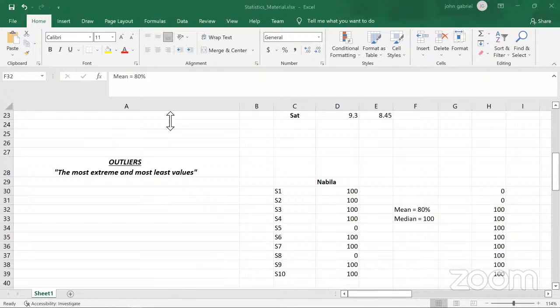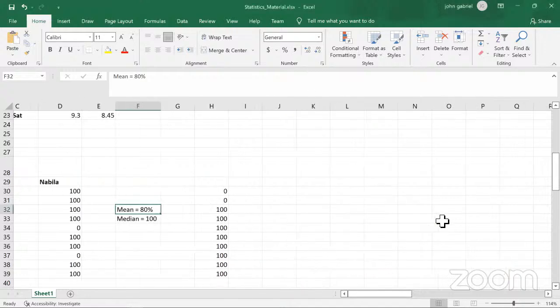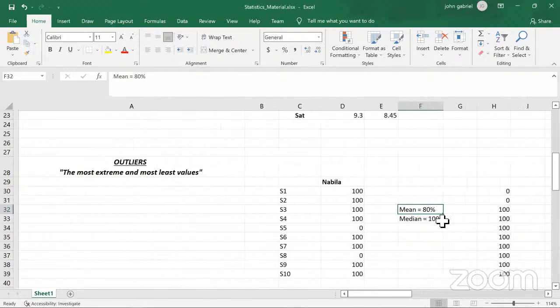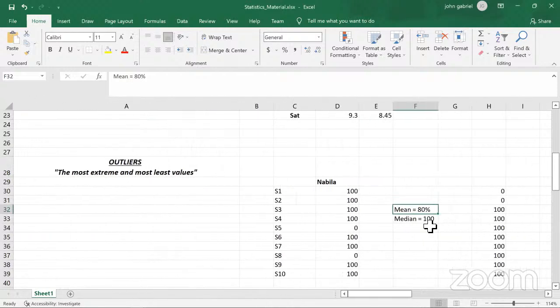All right, so now we understood how to choose between mean and median. Now, what is mode? Mode is nothing but the most occurring value. Let me ask this question.